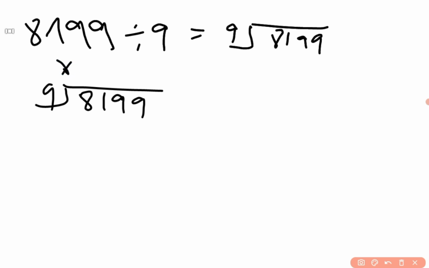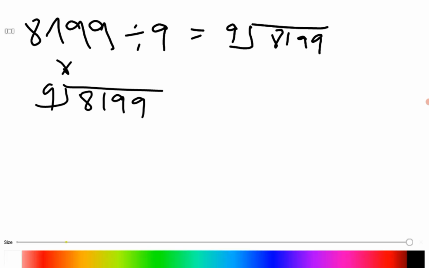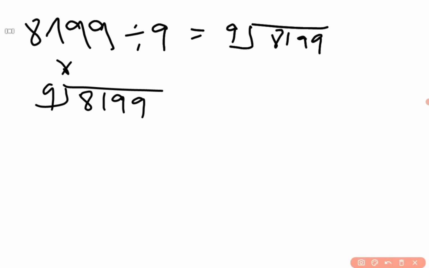Now 8 divided by 9. Let me take a different color. Now 8 divided by 9. You see that 8 is less than 9, so it's not possible. So you take these 2 digits, 81. Now 81 divided by 9 is 9, and 9 times 9 is 81. So when you subtract, you have 0. That's 81 minus 81 is 0.